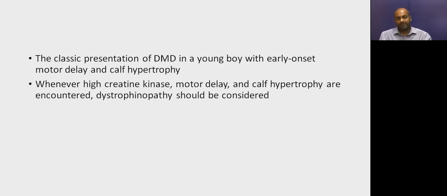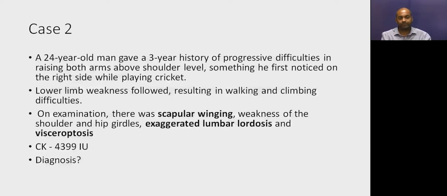This is a patient with a classic presentation of Duchenne muscular dystrophy: early onset, motor delay, and calf hypertrophy. As adult physicians, some of you may be seeing it in peripheral places. So whenever you see high creatine kinase, motor delay, and calf hypertrophy, we should suspect DMD, Duchenne muscular dystrophy. So let's see another case.